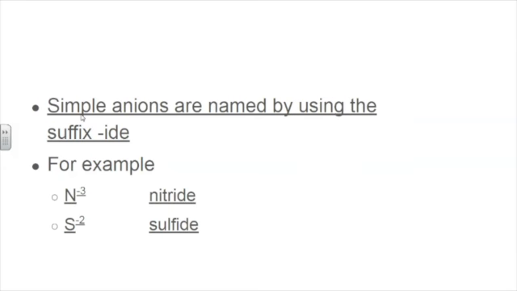Simple anions, or ones with the negative charges, you add the suffix "ide." So, for example, if you have N with a -3 charge, N is nitrogen. So you would add the suffix "ide," so it would be nitride. Sulfur has a -2 charge, and so instead of it just being sulfur, it would be sulfide.